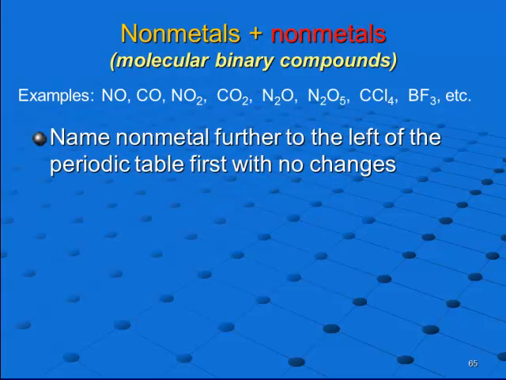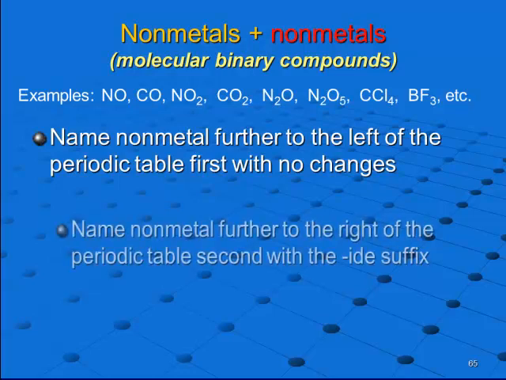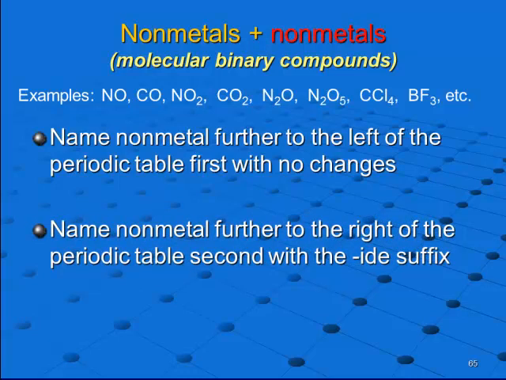So to start with, if you have a nonmetal with a nonmetal, the nonmetal that's furthest to the left on the periodic table is the one you put first. So, for example, we have NO2. I would call that nitrogen. That's because it's on the left side of oxygen. So it goes first, and I use no change. And then the one on the right, again, we have to put that IDE suffix in there. So it would be nitrogen oxide.